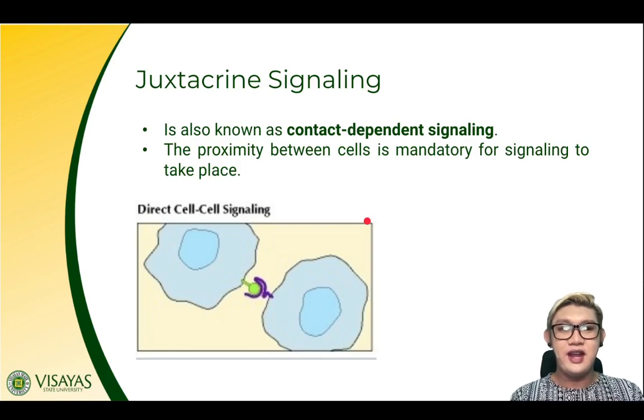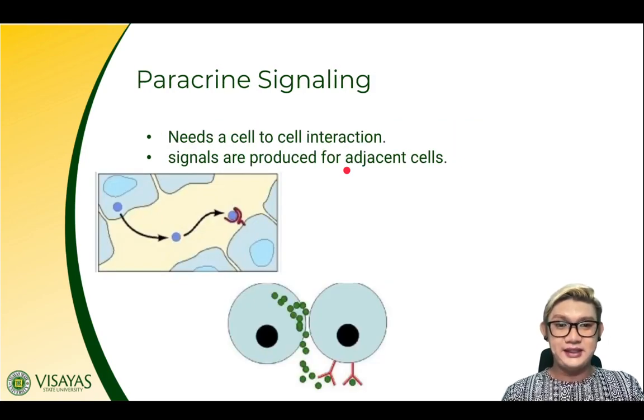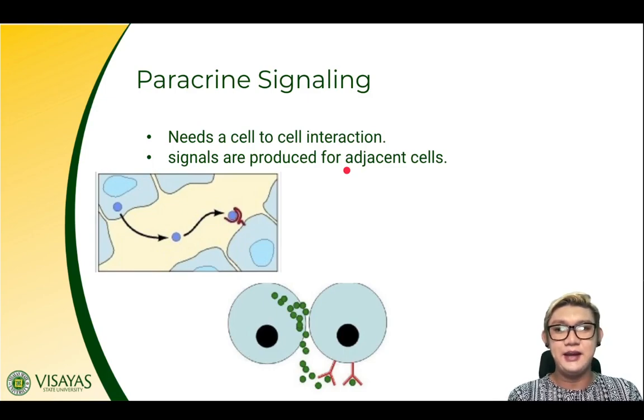Juxtacrine signaling, on the other hand, is also known as contact-dependent signaling. So there should be contact of one receptor emitting a ligand and another receptor of another cell that is accepting the ligand. So there is direct cell-to-cell signaling. The proximity between cells is mandatory for signaling to take place. That is a case of juxtacrine signaling.